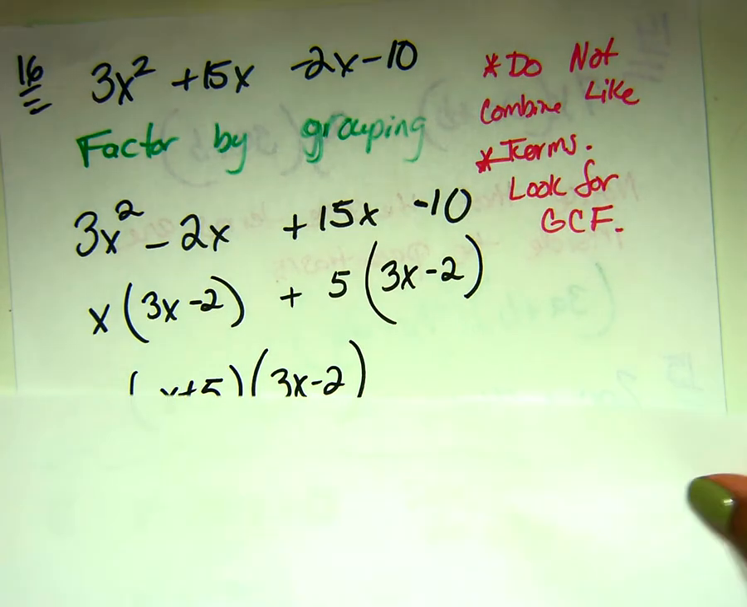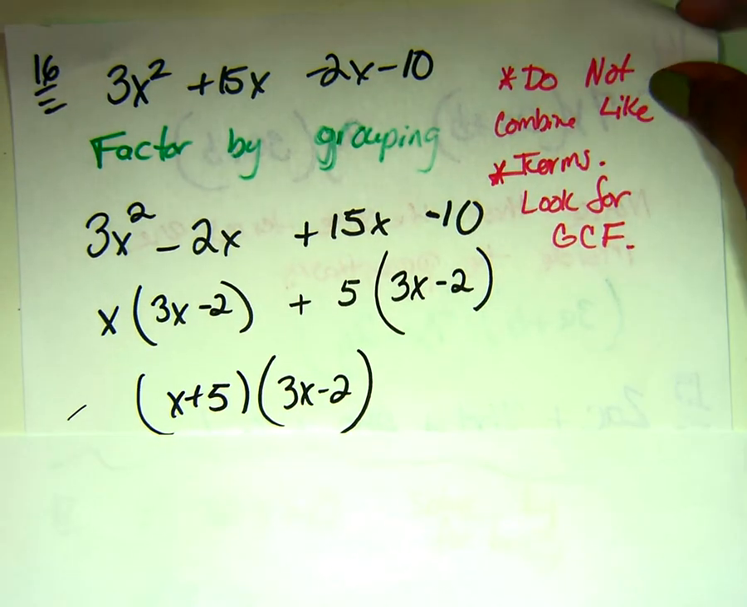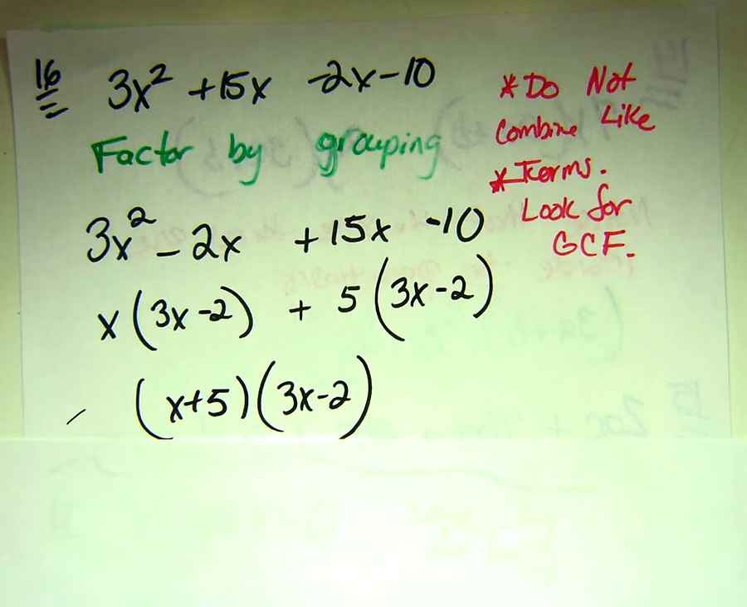We still have some more factoring by grouping. Once again, my apologies for my penmanship. Now, be very careful with this one. Do not combine your like terms because it's asking you to factor. It didn't ask you to solve. These two are like terms. So again, do not combine like terms. What you're trying to do is combine them according to the greatest common factor. That's how we're going to group them.